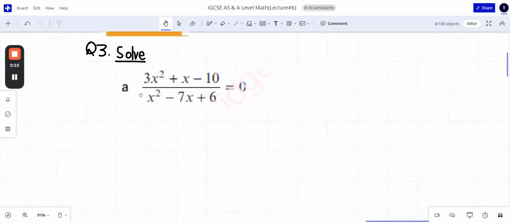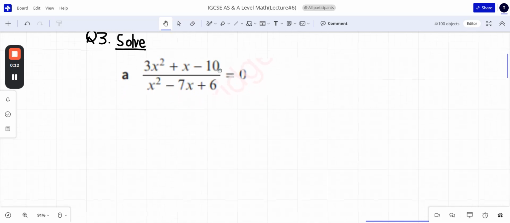Part A is 3x squared plus x minus 10 over x squared minus 7x plus 6 equals 0. Now, what we have to do? We can solve this question by using two methods. The first, we can shift the whole denominator to the other side of the equal sign, so it will multiply with the 0. So 0 multiplied by any value is equal to 0. Then the second method, we can multiply both sides with the denominator. So now 0 multiplied by any value equals 0.